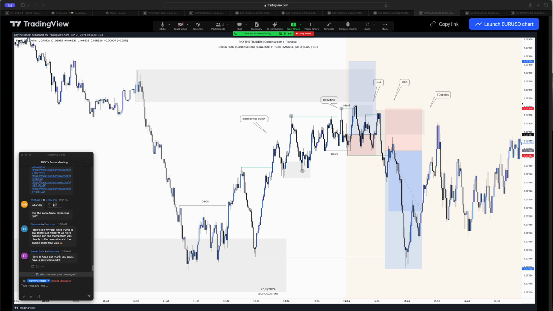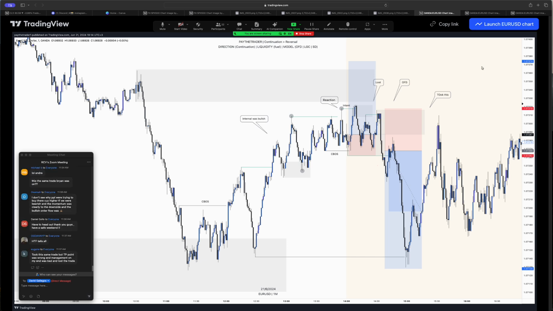Yeah, I think I kind of struggle with something. So basically, on this setup, the internal was bullish, so it shows a bullish direction. Based on the model, it says direction, liquidity, and the model. But the external was actually bullish. So direction was bullish. So it's confusing which direction to focus on.